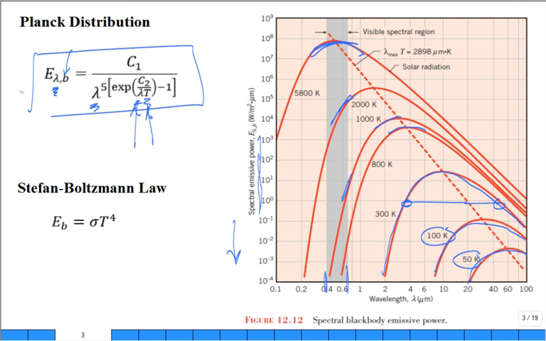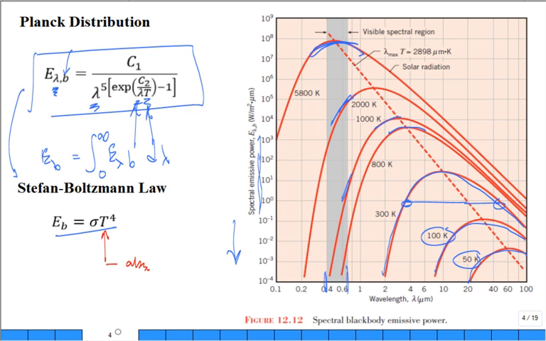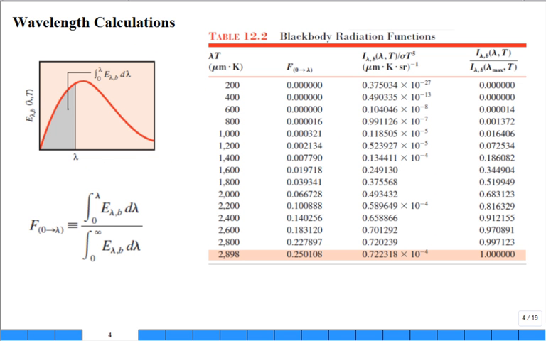How did we go from the Planck's distribution to the Stefan-Boltzmann law? We integrated. So you just integrate E_λ,b with respect to λ, from 0 to infinity, and that gives you E_b. And so it's very strongly a function of temperature, and you must put absolute temperature into the Stefan-Boltzmann law. We know it's a function of wavelength.